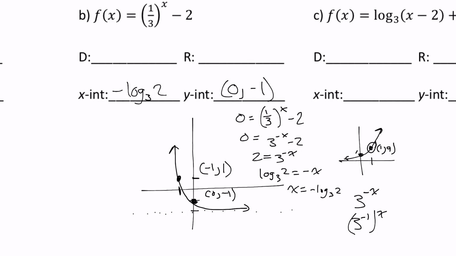Range. My range is going to be all y values in the interval starting at that asymptote, negative 2, and continuing on forever up to infinity. Domain is just going to be all x values that are in the set of real numbers, so from negative infinity up to positive infinity. And there you have it.